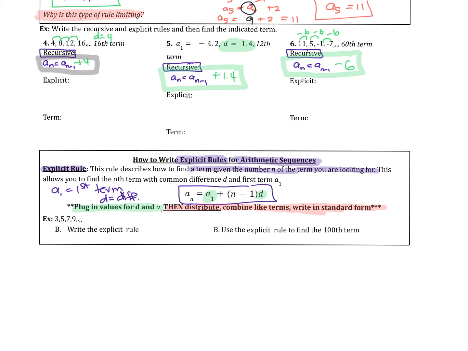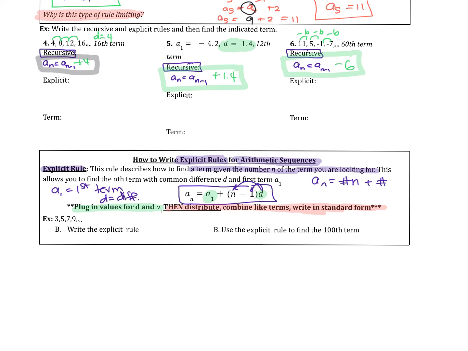So what I mean by that is once you've plugged in a sub 1 and d, you're going to distribute this d value, and then combine like terms. So your final answer should look like a sub n equals some number times n plus some other number. That's a little bit different. So there's a little more work to get this rule, but this rule is so much more useful than the recursive rule. So let's look at the pattern that we had looked at before, 3, 5, 7, 9.